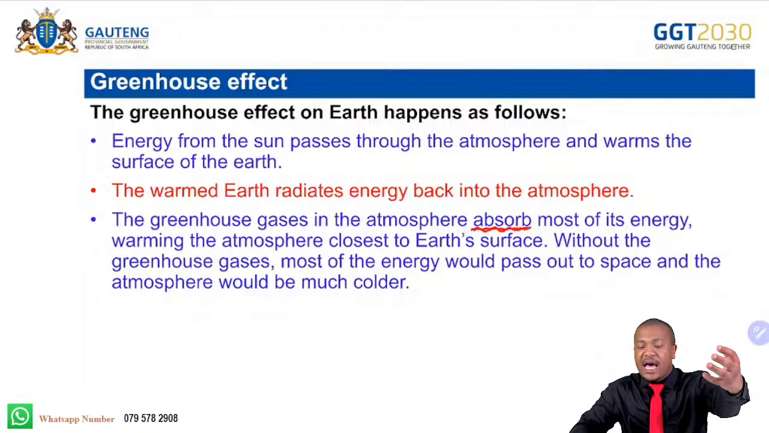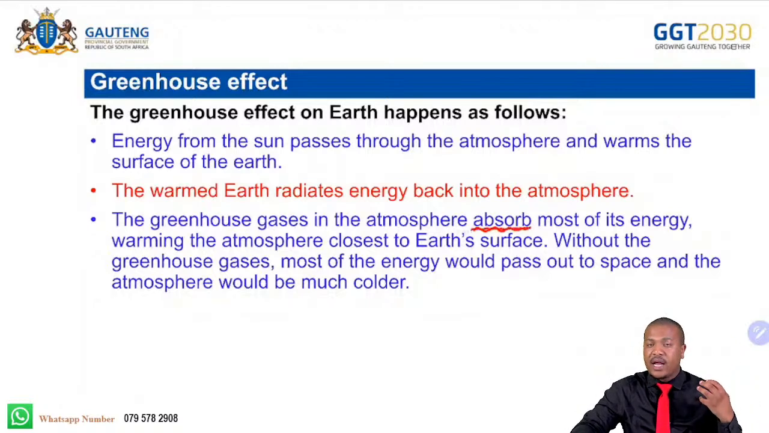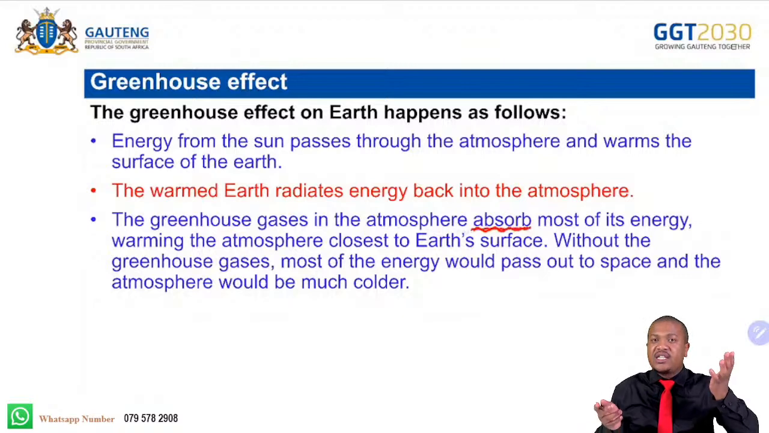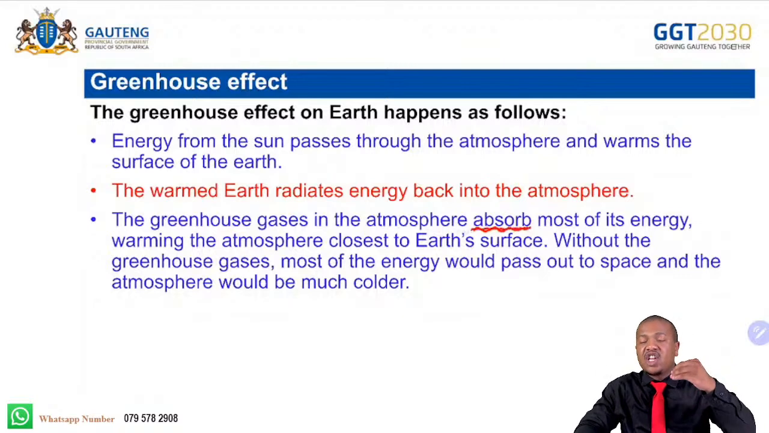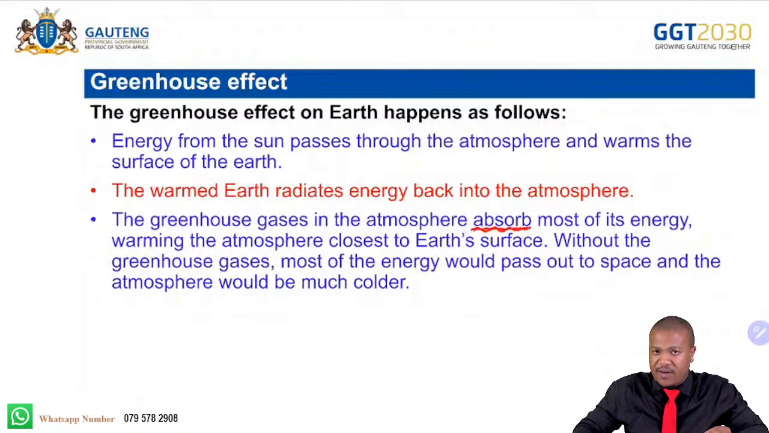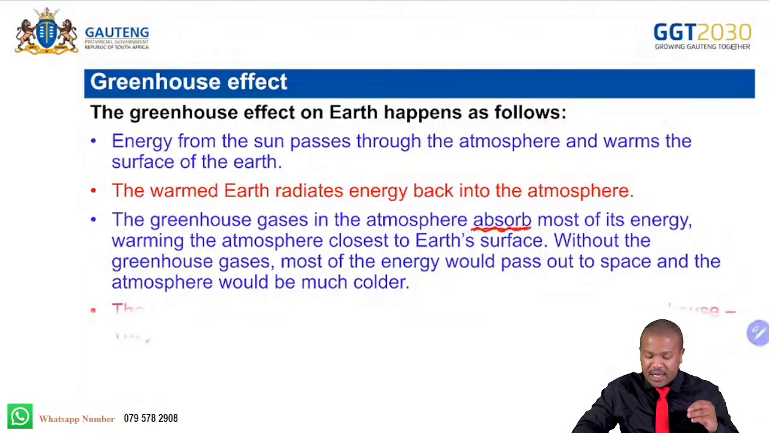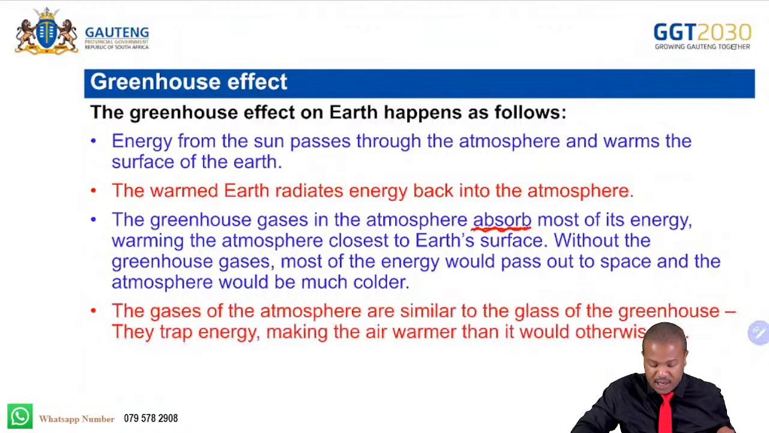The energy from the sun passes through the atmosphere, right? Warming the surface of the earth. Then later on, the earth radiates the energy back into the atmosphere. As the energy is radiated back, it reaches the greenhouse gases in the atmosphere. The greenhouse gases are capable of absorbing most of this energy to keep us warm, right? And remember, without these gases, it means what? The energy would pass out to space and the atmosphere would be much colder, right?